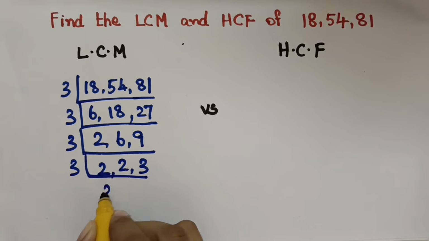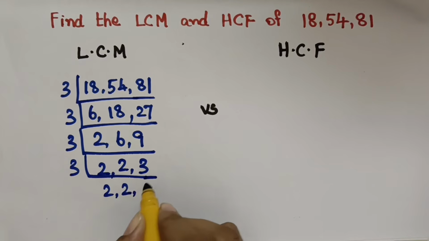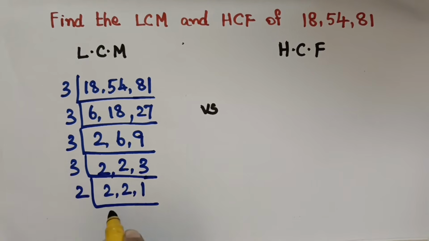Again take 3. 2 is not divisible by 3. Bring down the number as it is. 1 3 is 3. And take 2. 1, 1, 1.